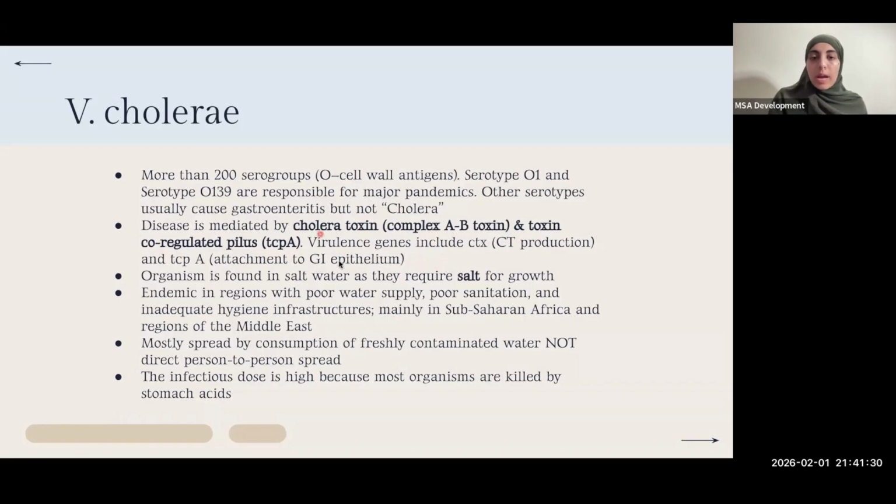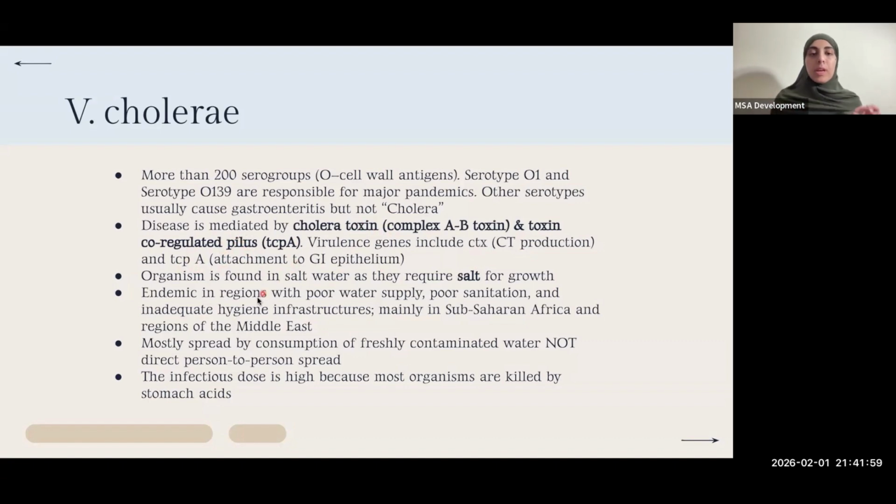Now, the cholera has genes that are related to these toxins, which are CTX and TCPA genes. The TCPA, which is the pilus, is responsible for attachment, and the CTX gene is responsible for the cholera toxin. Okay, so again, cholera has two main things in its pathogenesis, the cholera toxin and the pilus. The pilus is for attachment, and the toxin is what causes the actual diarrhea.